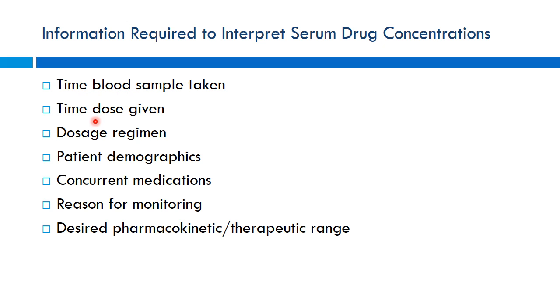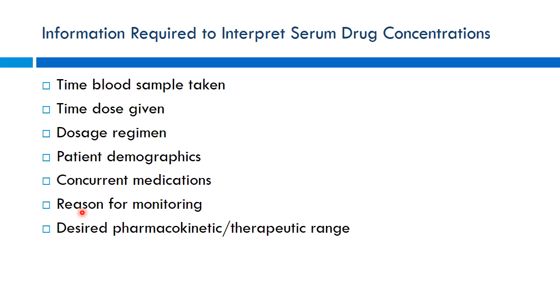You need to know the time the last dose was given. Okay, you need to know what the regimen is. So again, especially if maybe you didn't start the drug on the patient, you need to get good information to figure out what they're taking and how often. You want patient demographics, and look at their concurrent medications list, because oftentimes you can find drug interactions that will send your level up or down depending on the interaction.